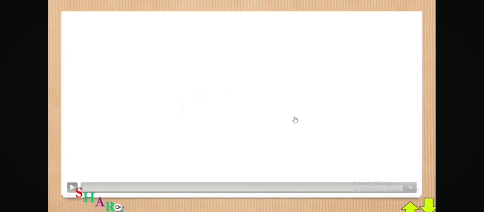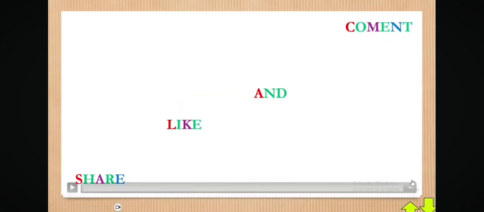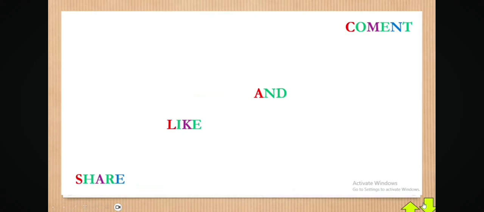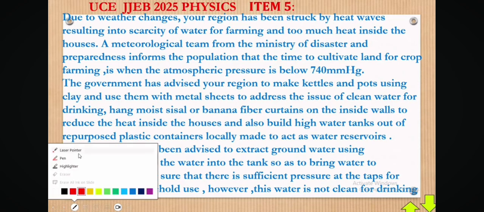Okay, so we are now going to have item 5 done. Once again, I've said it's very enticing, and it has very many learning points to both a teacher and a learner, most especially those who are going to sit for their forthcoming exams. Alright, good. Let's look into this slowly. We get it answered and we call it a day.